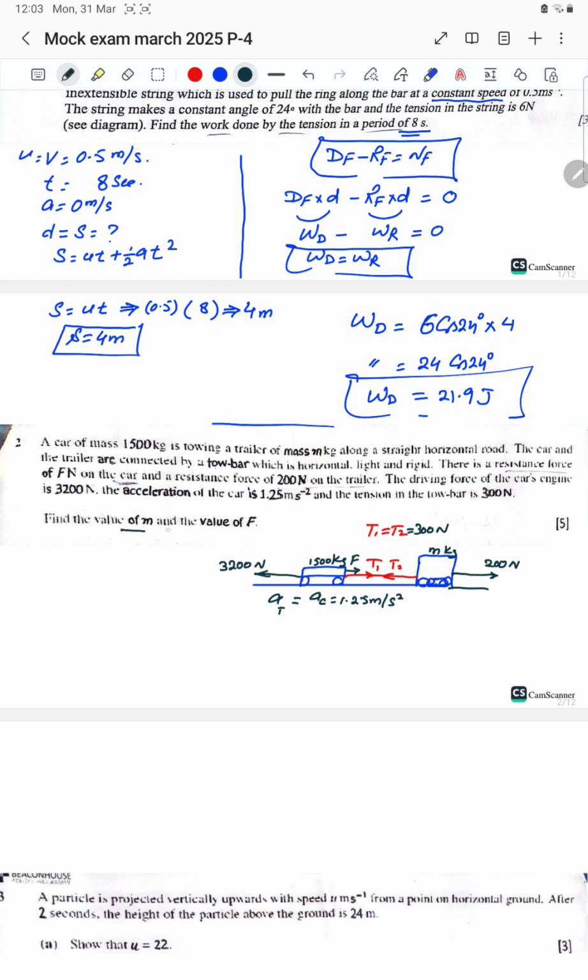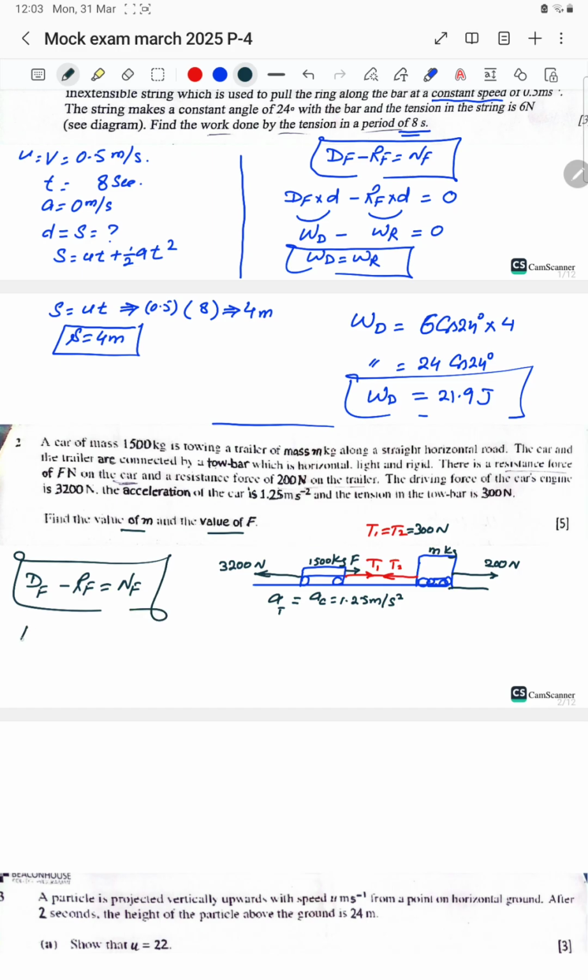Find the value of m and the value of the force F. So here we need to find these two things. It's a 5 marks question, interesting question. So guys, here we need to do one thing. We can apply the rule that the driving force, the car is going towards left, minus resistive force is equal to net force. We will apply this rule simply here.